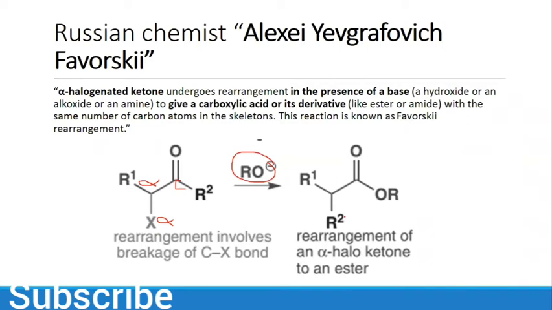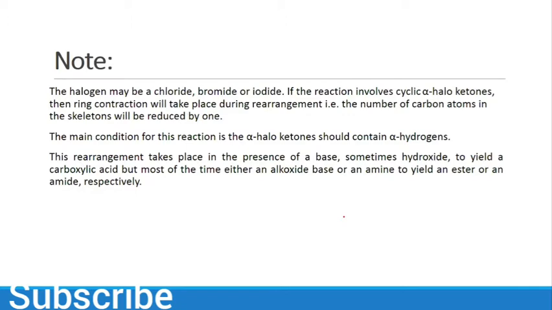Okay, but you have to know the definition of what is alkoxide, what is enolate, what is carbanion. So you have to search by yourself, but we will discuss also in the next step, but it also came in your exams or in quizzes. So what is the note? The halogen may be chloride, bromide or iodide. If the reaction involves cyclic alpha haloketone, the ring contraction will take place during rearrangement. The number of carbon atoms in the skeleton will be reduced by 1.